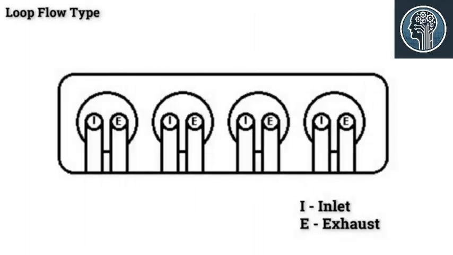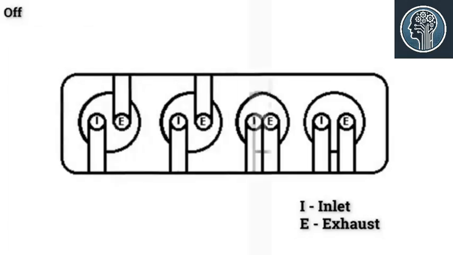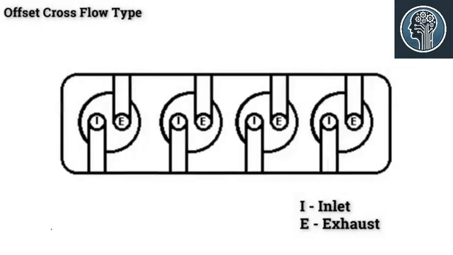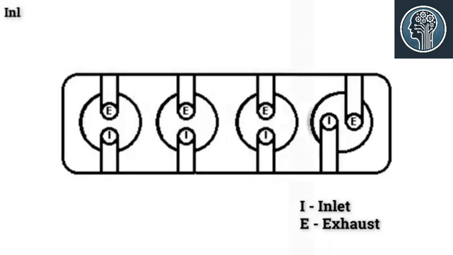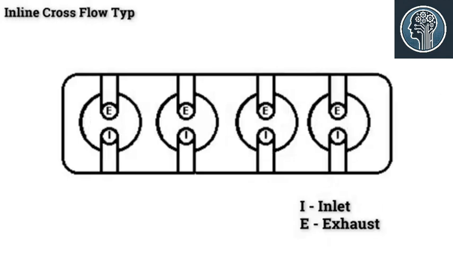In the loop flow type, the inlet and the exhaust manifolds are on the same side, which facilitates preheating of the intake air. In the offset cross flow type, the inlet and the exhaust manifolds are placed on different sides of the cylinder head. In the inline cross-flow type, the valves are positioned transversely and usually inclined to each other, while the inlet and the exhaust manifolds are on different sides of the cylinder head. This arrangement gives better performance, but it is costlier.